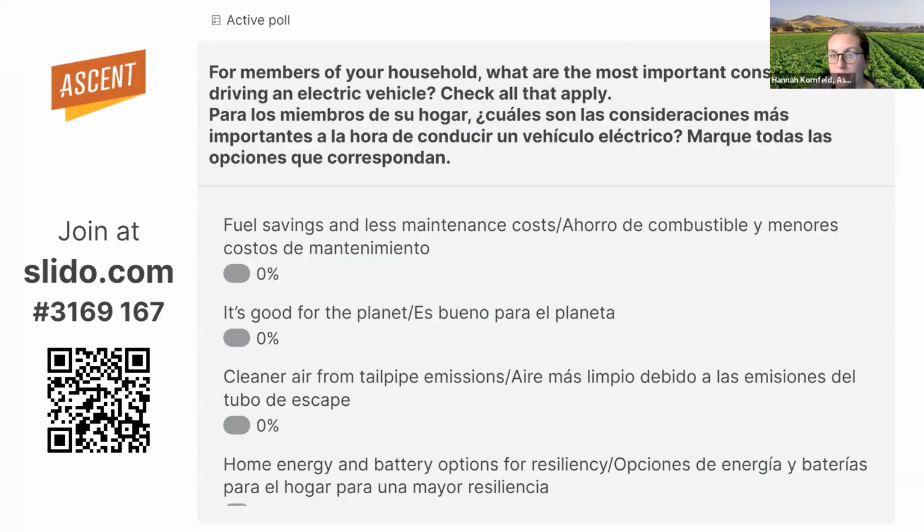Great. Well, we have our last two polls here. In relation to electric vehicles, we'd like to know for members of your household, what are the most important considerations to driving an electric vehicle? And again, you can check all that apply.